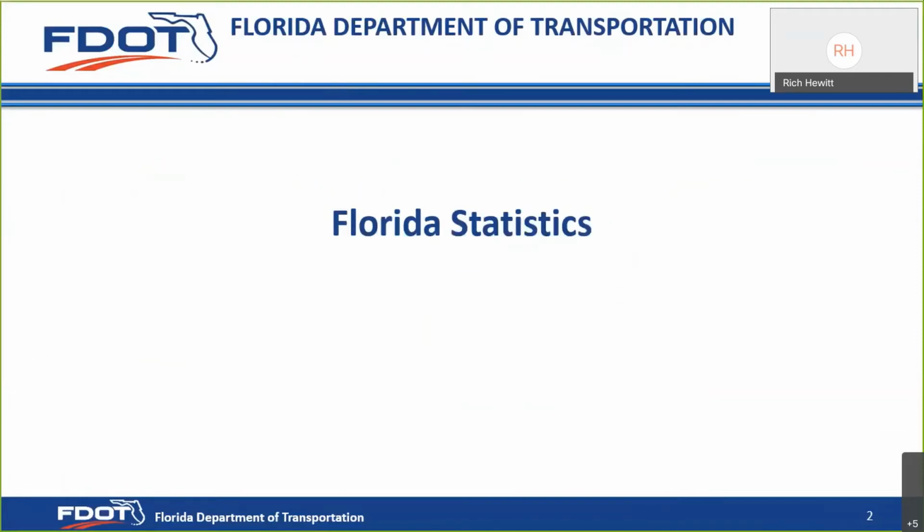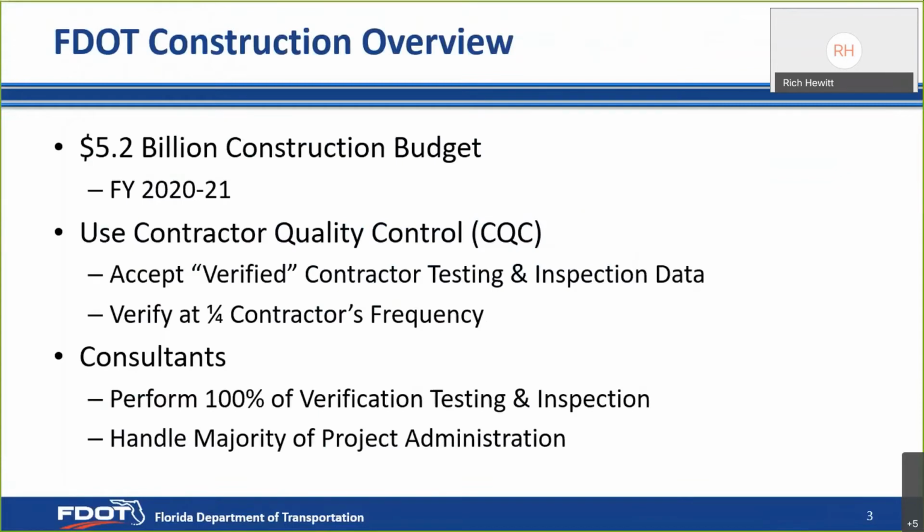First, I'll start out with some Florida statistics. Just to give you some perspective of our program, we have a $5.2 billion construction budget for fiscal year 2020 to 2021. We use a contractor quality control system, which means we accept verified contractor testing and inspection data. We verify it at 1/4 of the contractor's frequency. And we use consultants for 100% of our verification testing and inspection work, and they handle a majority of our project administrative functions.